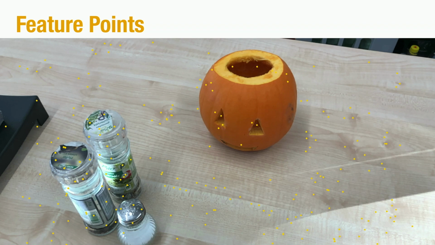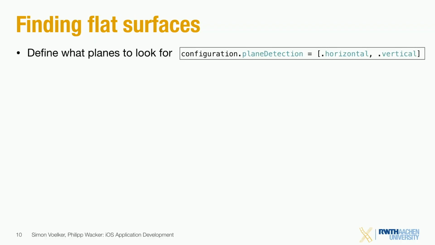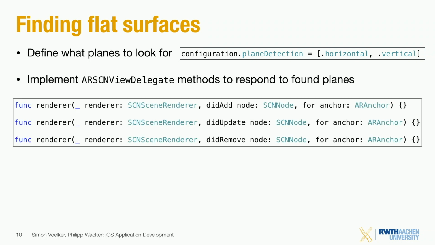So if we want to track a surface, we first have to tell our configuration that it should track surfaces and what to look for. And that is by assigning whether you want the horizontal or vertical surfaces tracked to the plane detection property of the configuration. And then you have to implement a couple of delegate methods. So they are all did add node, did update node, or did remove node for a specific anchor that is passed over with it. And the anchor is what ARKit uses to specify this particular surface, for example.